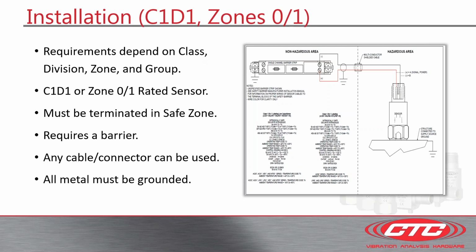Installation requirements depend on the class, division, zone, and group. In a Class 1 Division 1 or ATEX Zone 0 or Zone 1 area, you will need a rated sensor for that zone. You must terminate within the safe zone, and you must use a barrier. You can use any cable or connector as long as you use that barrier, but all of your metal must be grounded. In the diagram, the sensor is within the hazardous area, while the termination is made outside of the hazardous area, in your safe zone. The dotted line represents the difference between the safe zone and the hazardous area.